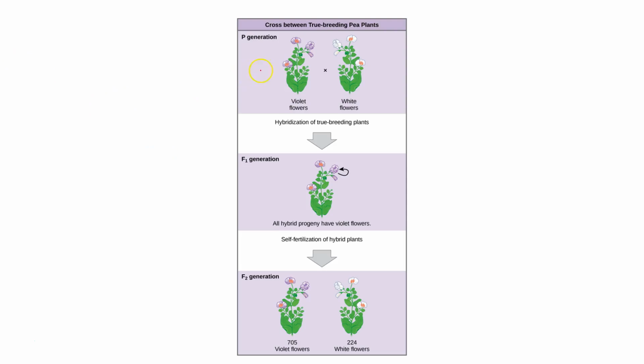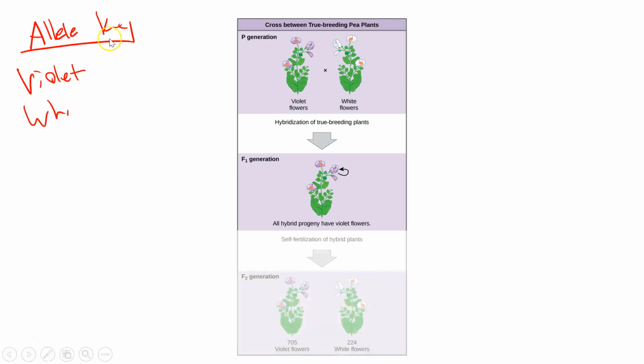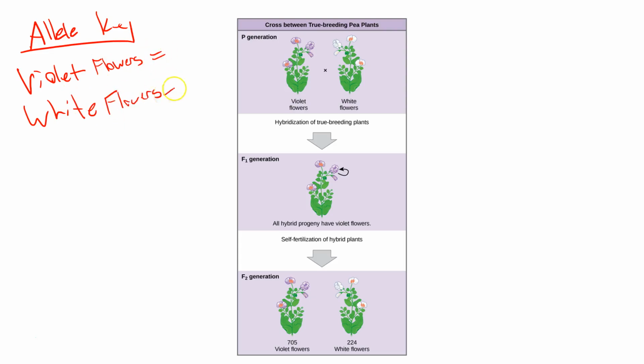Okay, so in retrospect, when we look back at this, I want you to consider what's going on. Let's make an allele key first. Anytime you're thinking about these kinds of genetics things, it's good to make an allele key. The two alleles, or the two traits out there, are violet and white flowers. Which one do you think is the dominant and which one do you think is the recessive?